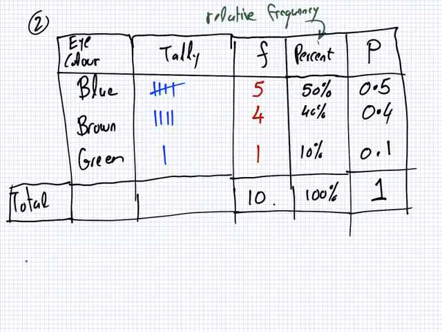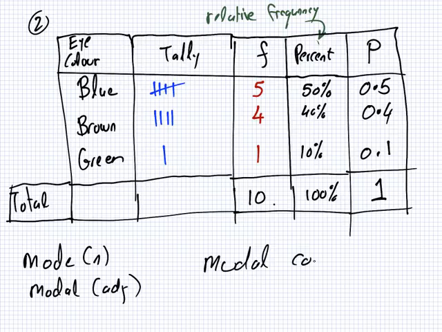Okay, a little bit of vocabulary. This word here, mode, which is the noun, or modal, which is the adjective. So if I said here the modal colour, does anyone know this noun or adjective? Modal? Yes, but which is this one? Not that one. Modal means most common. So what is the modal colour here? Blue. So the answer is blue is the modal colour.